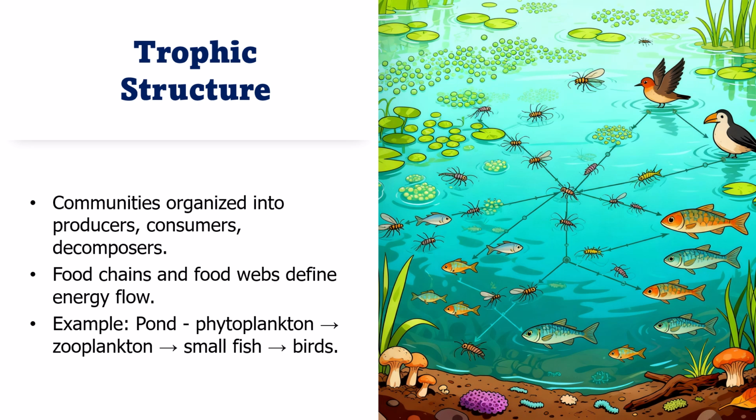Food chains show linear feeding relationships while food webs reflect the more realistic complexity of ecosystems. For instance, in a pond, phytoplankton feed zooplankton, which are consumed by small fish, large fish, and birds. Trophic structure is fundamental to understanding how energy flows and ecosystems remain functional.